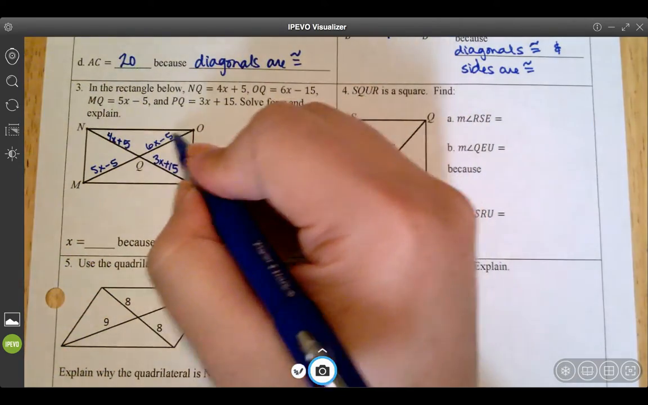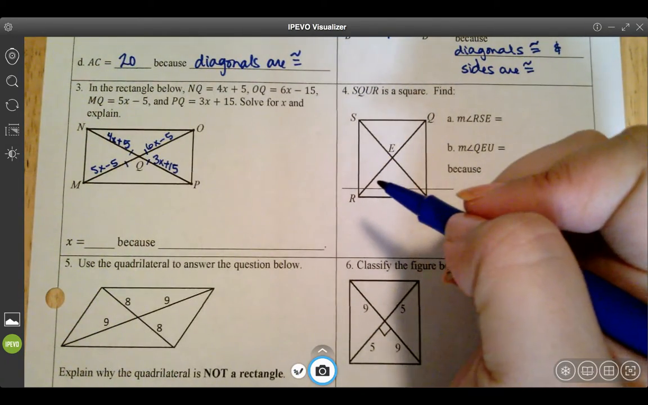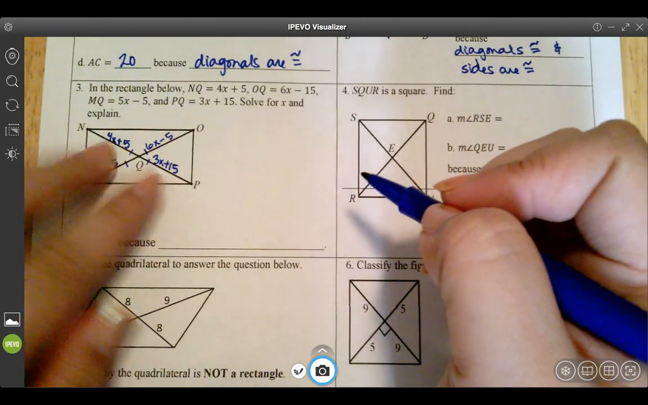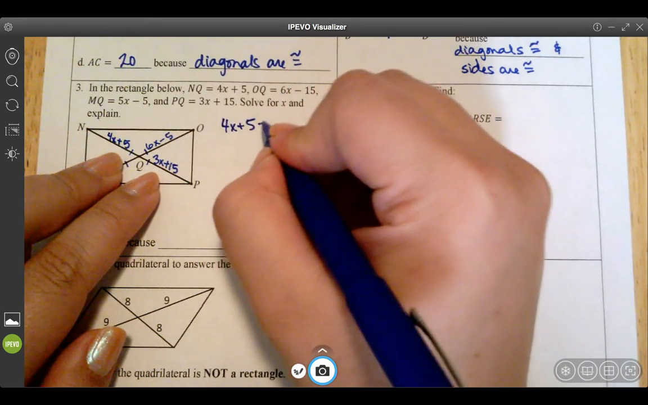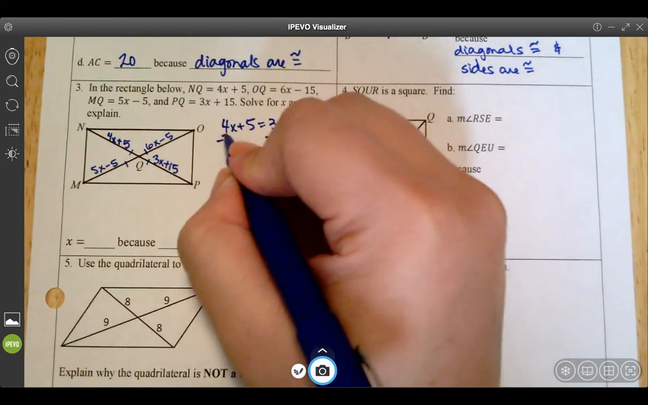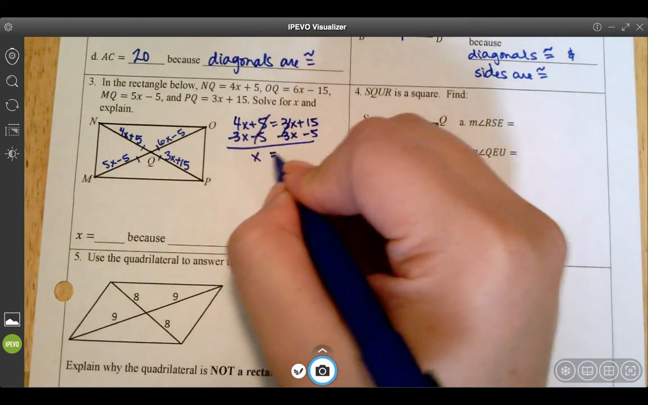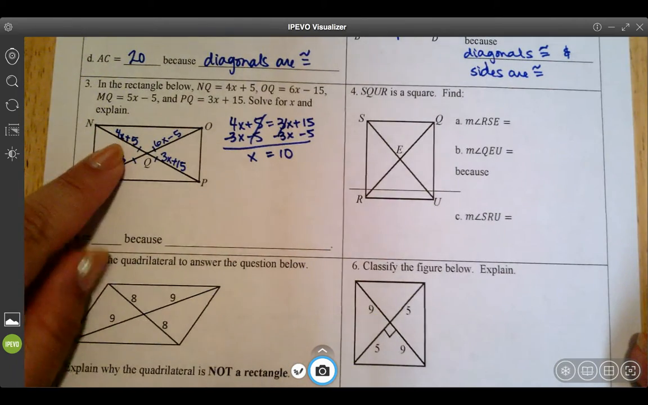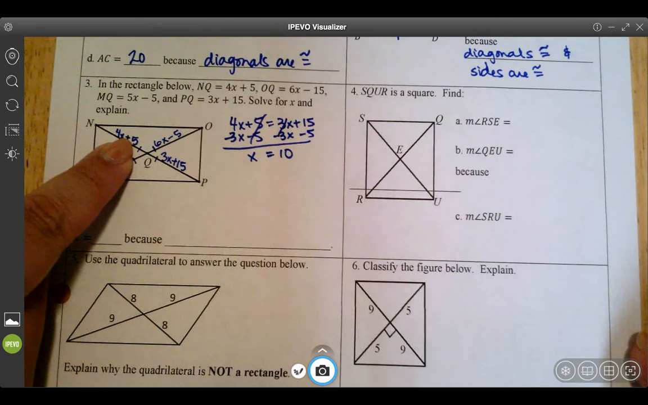Well, because this is a rectangle, all of these are congruent. So we can choose whichever two we want to set equal to each other. I'm going to go ahead and choose the ones with the smallest coefficients, but honestly, it could be any of them. So let's start. 4x plus 5 equals 3x plus 15. Minus 3x, minus 5. x equals 10. Now, if we wanted to double check, we can go ahead and substitute that in. And because it's 10, it's not too bad to multiply. So 45.